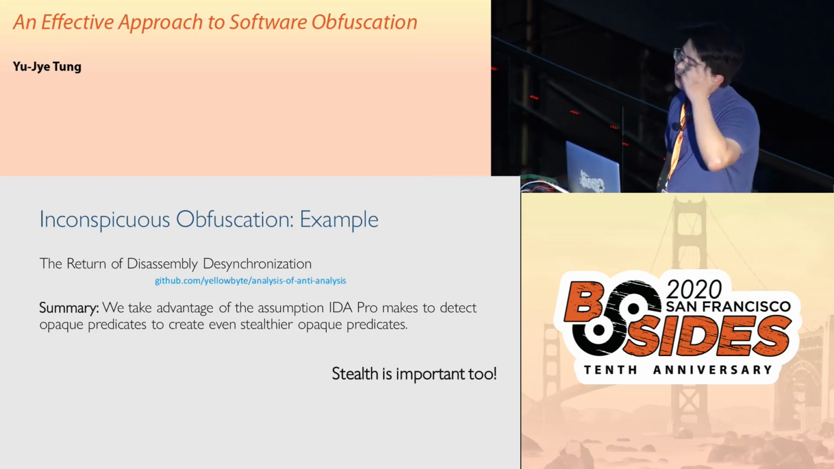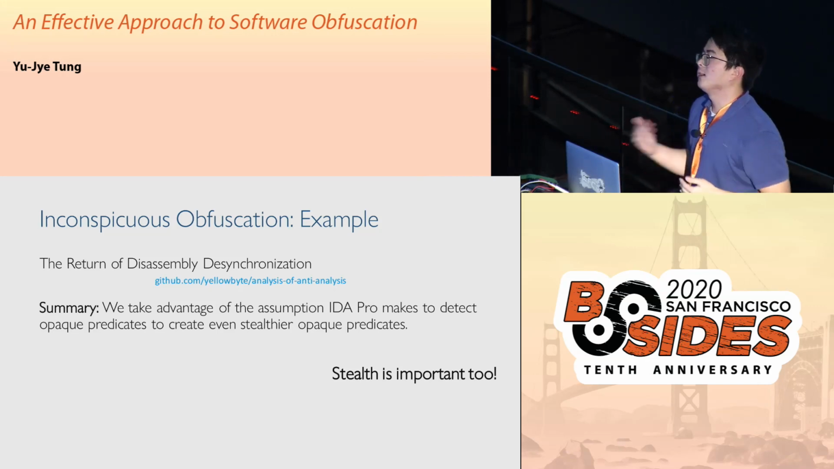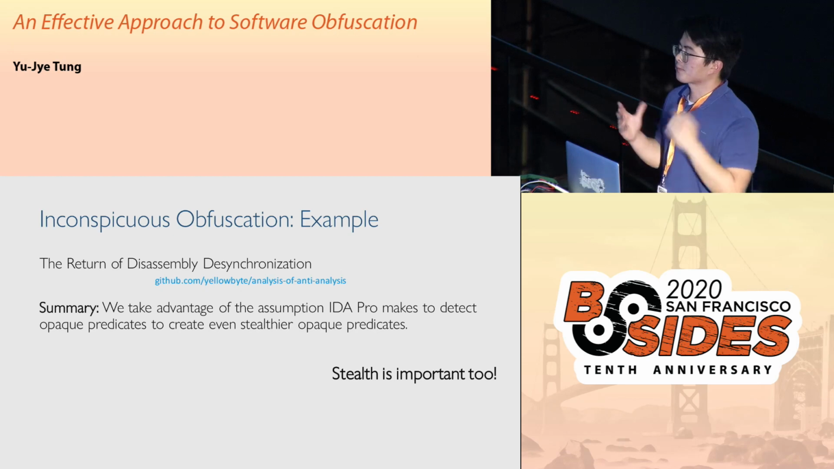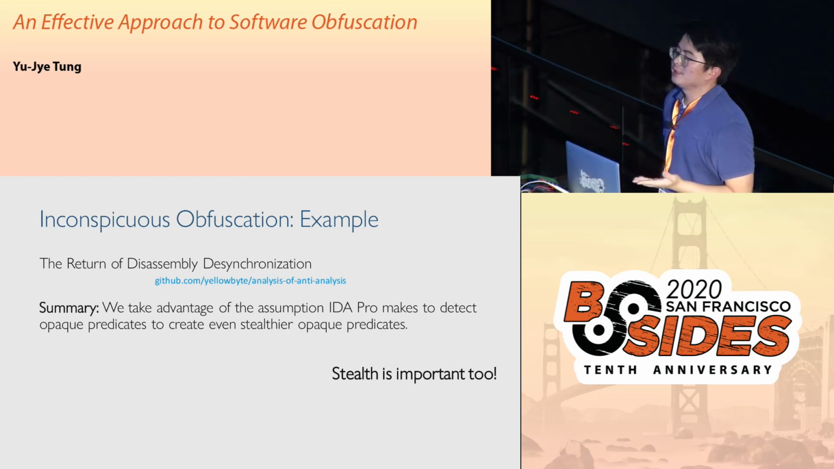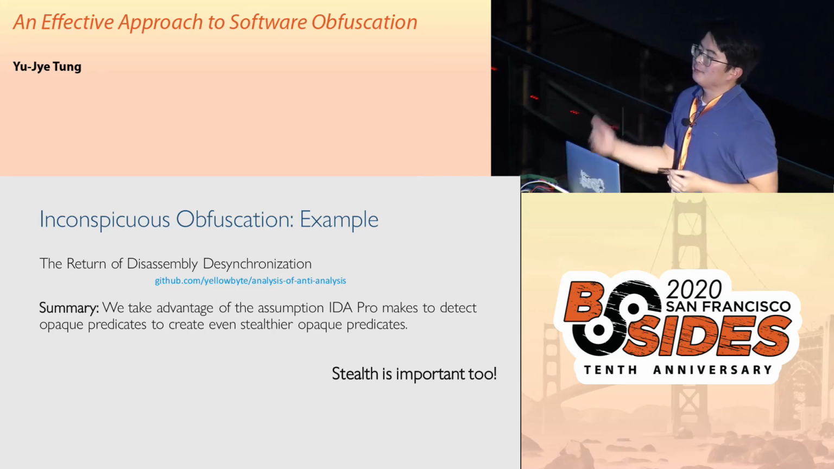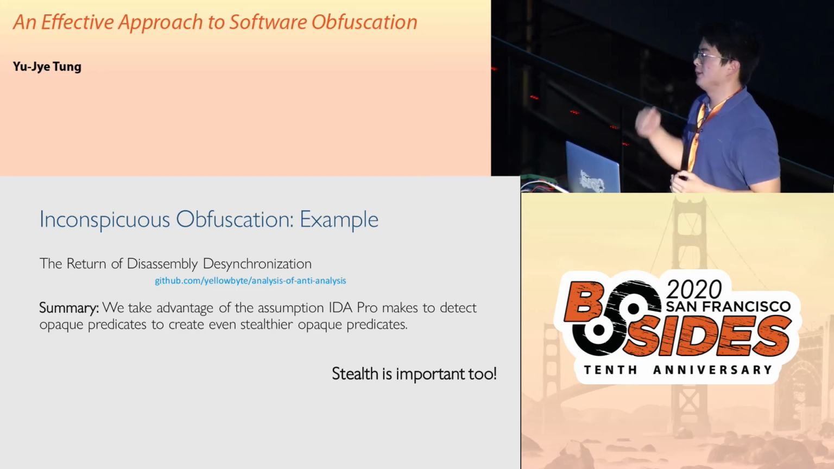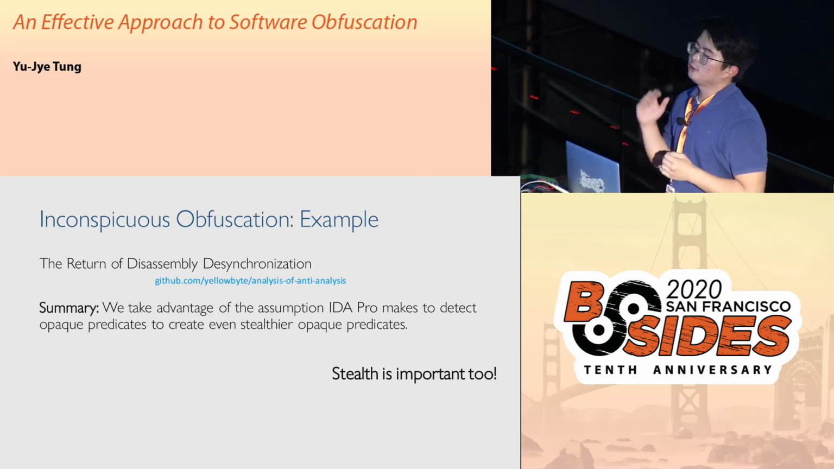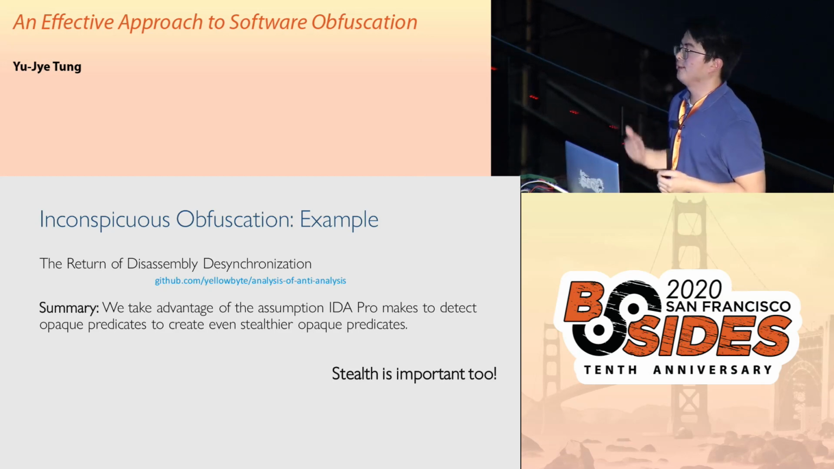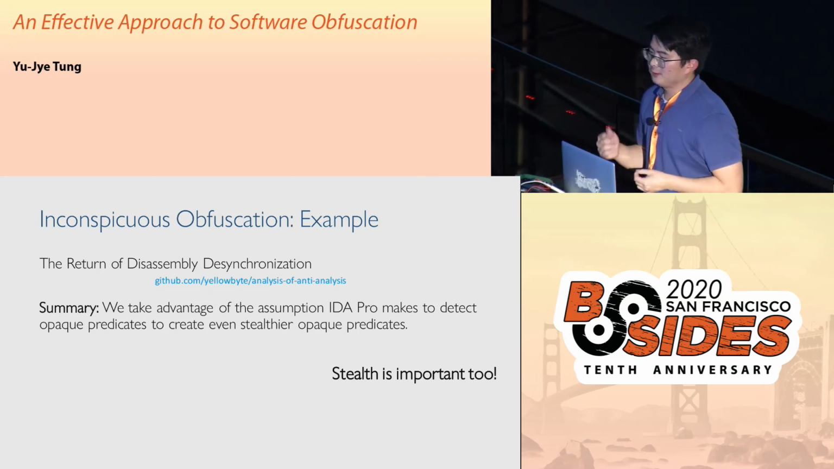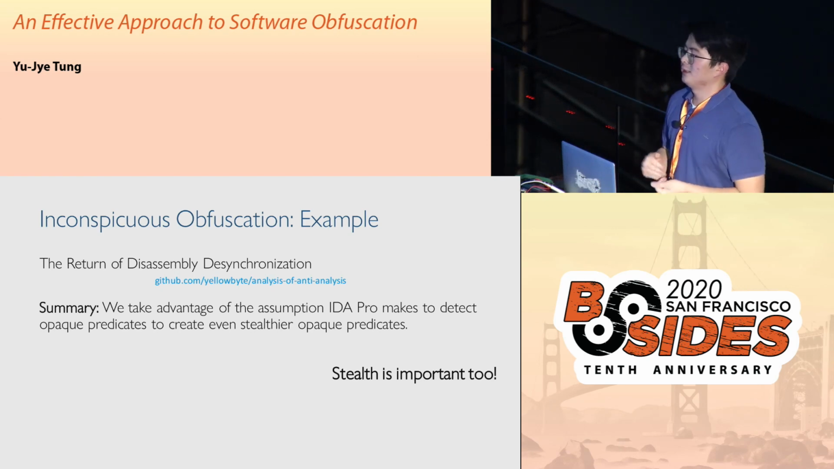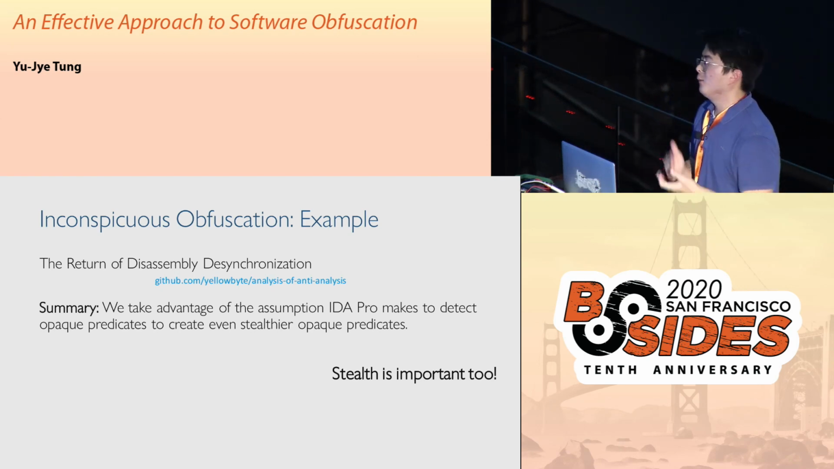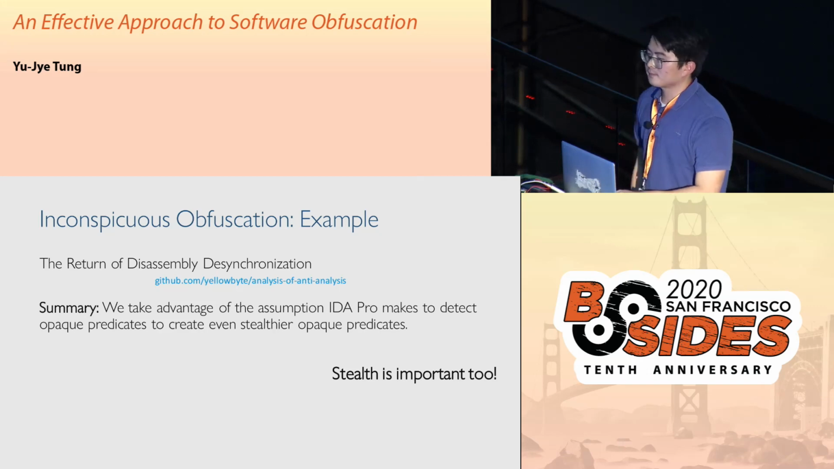So to end this talk, I will give a more concrete example on the importance of this stealth property. Recently, I was studying an obfuscation technique called Opaque Predicate. During my research, I discovered the assumption that IDA Pro makes when it tries to automatically identify opaque predicates. And I was able to utilize that assumption to make stealthy opaque predicates when they are analyzed under IDA Pro.